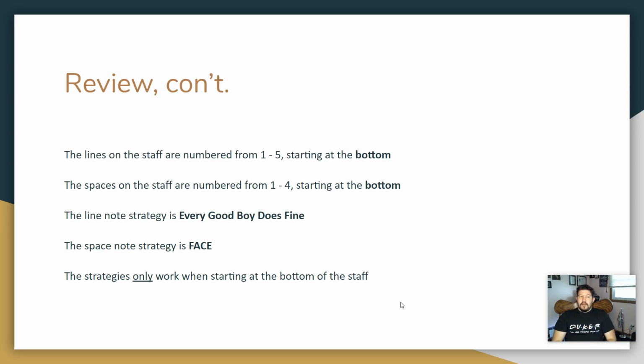The lines on the staff are numbered from 1 through 5, and this always starts at the bottom. The same thing goes for the spaces. They are numbered 1 through 4, and again start at the bottom.